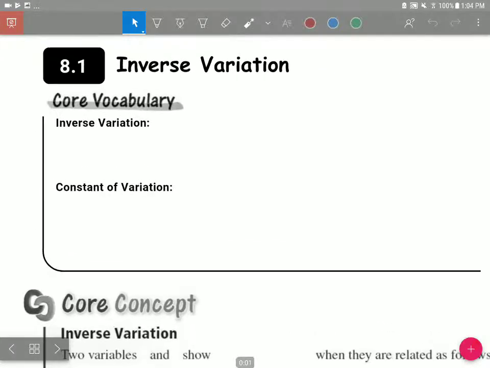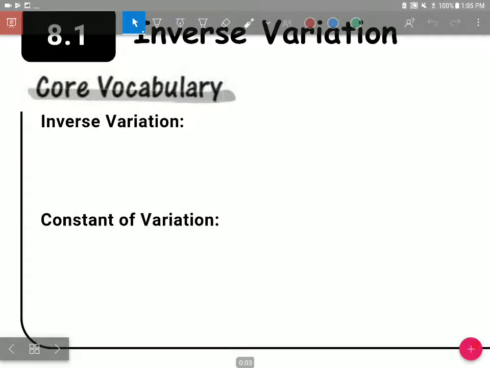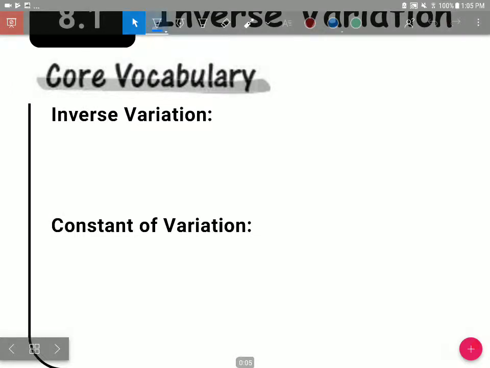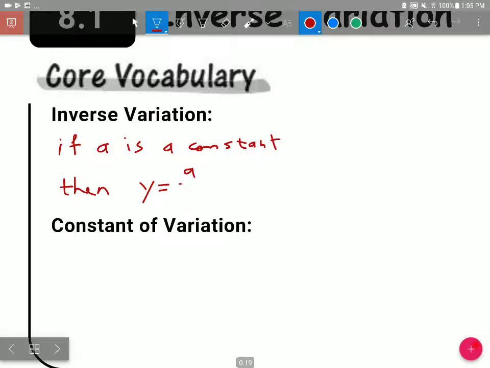Inverse variation. Their vocab, inverse variation, basically I'm going to define it like this. If A is a constant, then Y equals A divided by X. All right? An inverse variation is basically one where your X value is dividing into some constant.